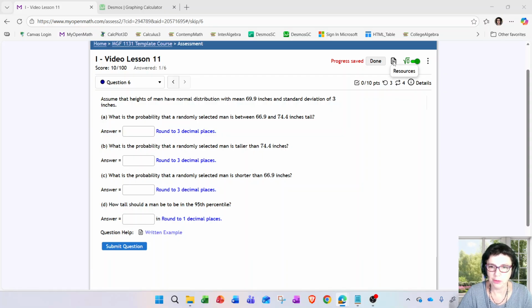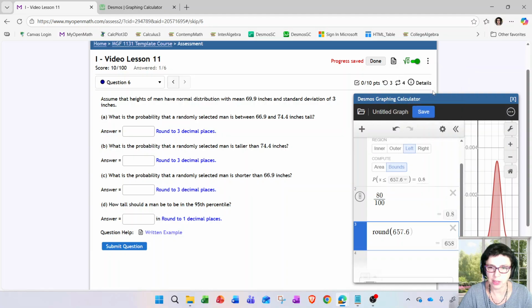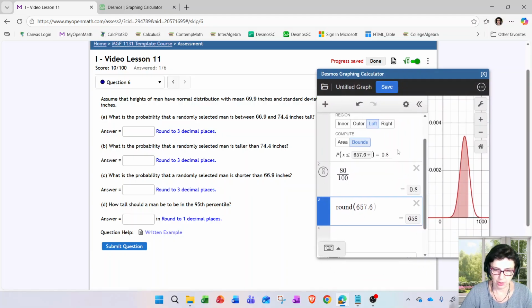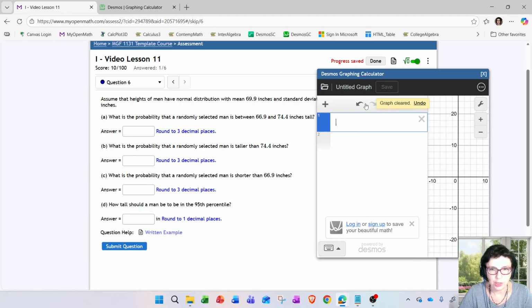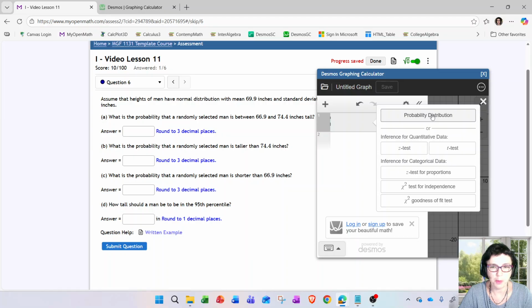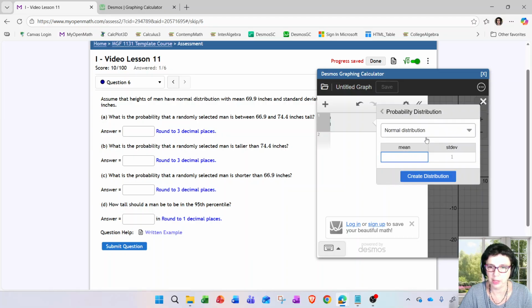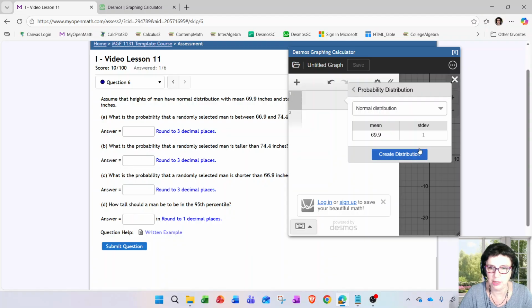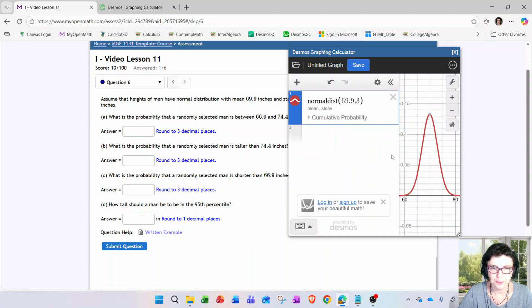So when we go on the resources and then Desmos calculator, let me just clear everything that we have here. All right, so we want to click on the plus sign. We're going to go to inference, and under probability distributions, we're going to select normal. Now, in this case, the mean is 69.9 and standard deviation is 3, and this is heights of men. Okay, so we click on create distribution.